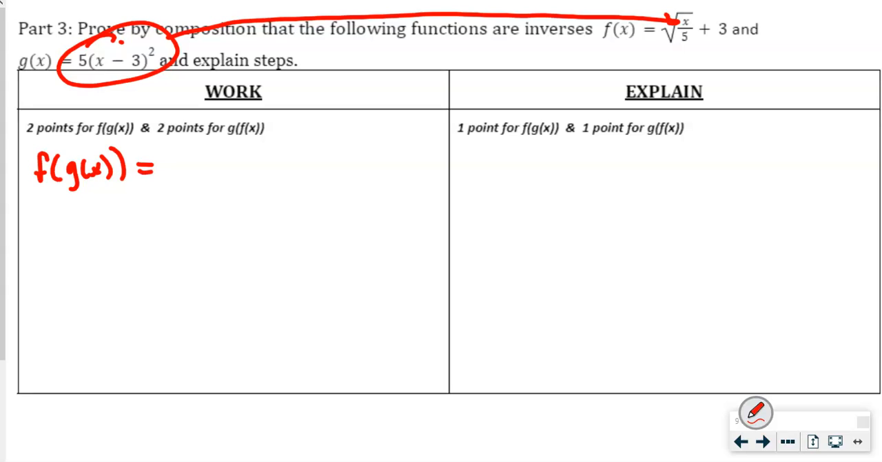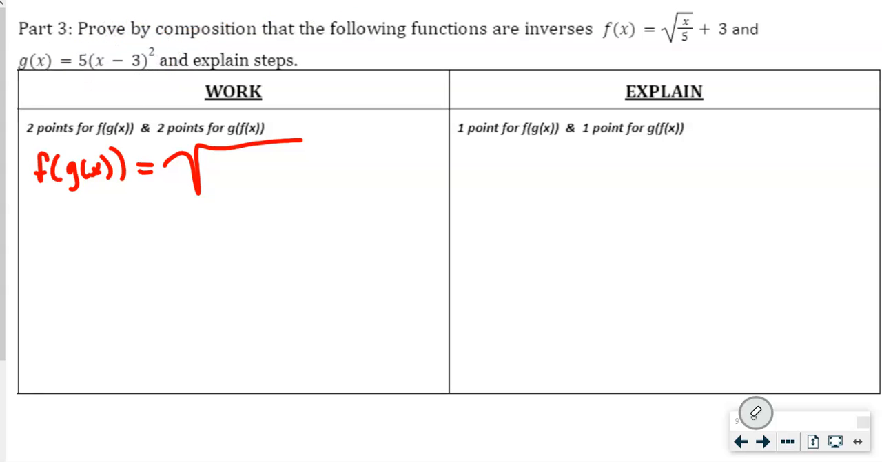Let me erase this so I can see what I'm doing. For that x up there, we're going to put 5x minus 3 squared, all over 5. So that's where we put our x right there, right? And then that's plus 3. Notice the 5's cancel each other out. So then we're just looking at the square root of x minus 3 squared. This cancels that. So we just have x minus 3 plus 3. And isn't that just equal to x? Okay, we're going to put words there in just a minute.